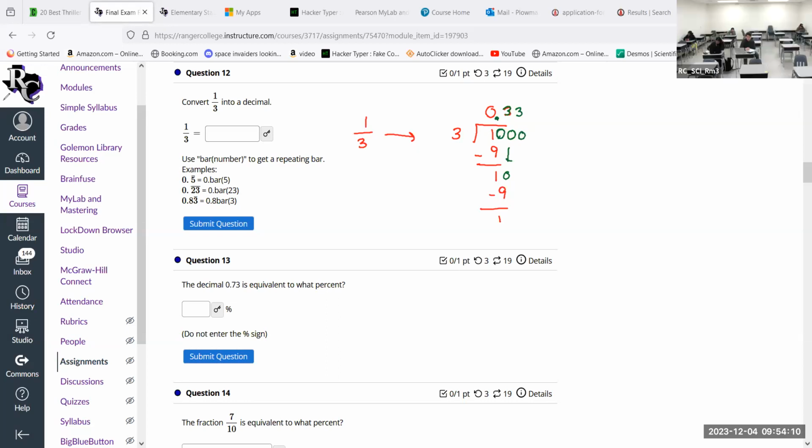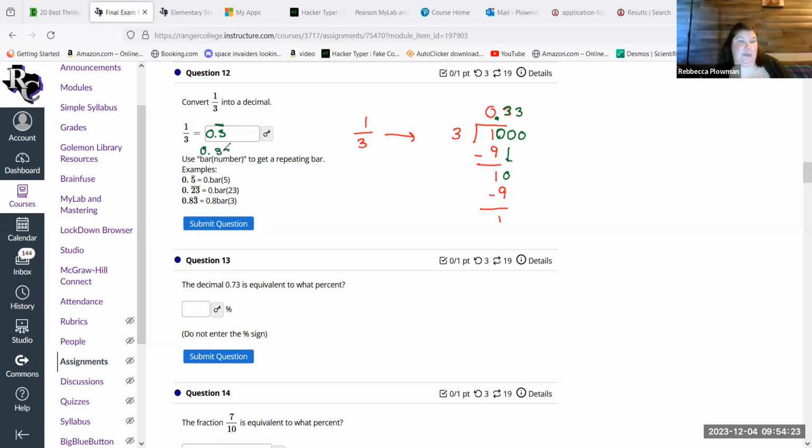So what we see, and somebody was asking me about this, about these bars. I didn't put that on your test. But we see that this one is 0.3 repeating, or you can say 0.3333. But I made your test multiple choice. You don't have to find a way to enter that in there. You just have to be able to select the right answer.